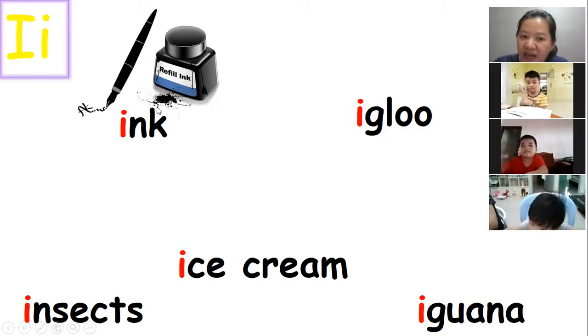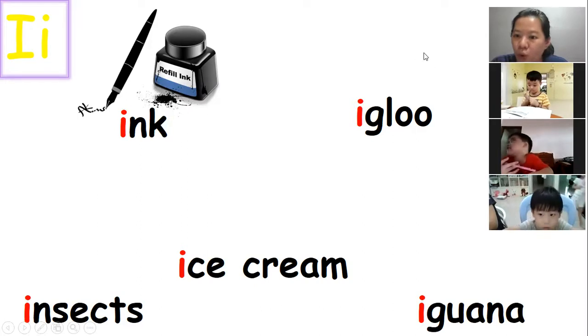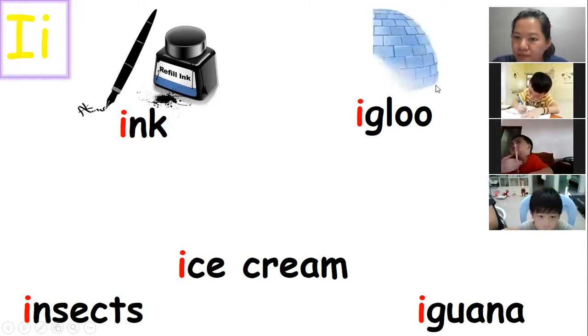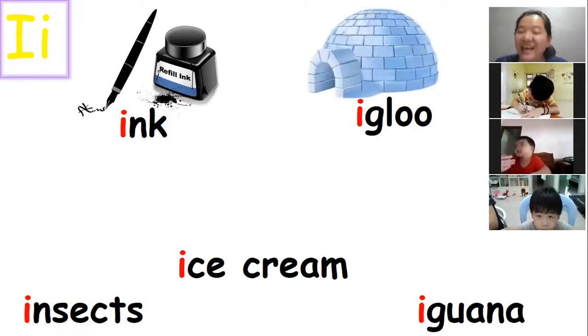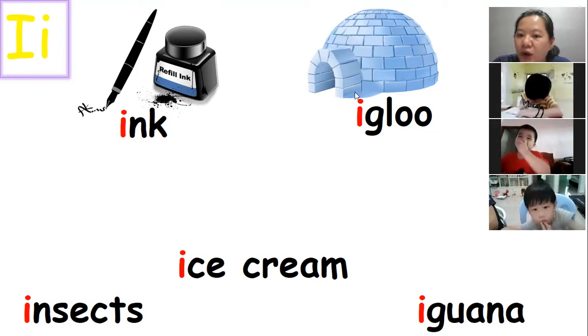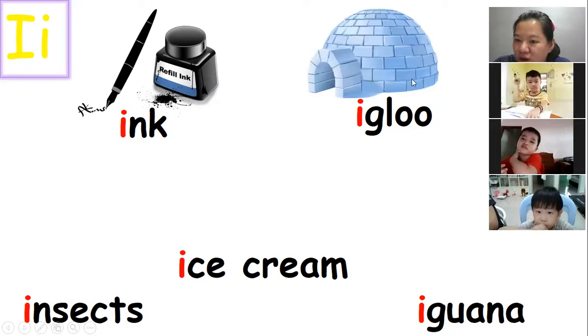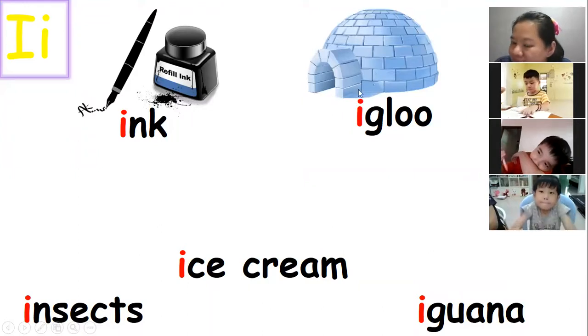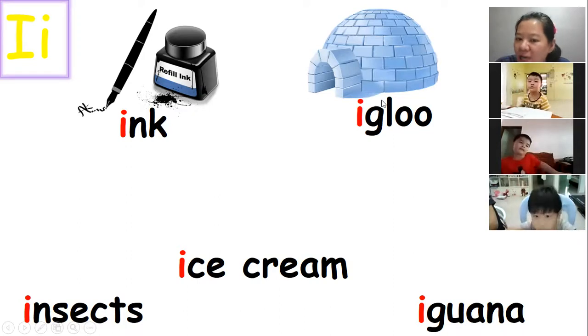Okay, this is ink. Ink. And oh, this is igloo. Igloo, it's a house. It's a house that made of the ice cube with the ice. This is Bing Wu, Igloo, I E Igloo.